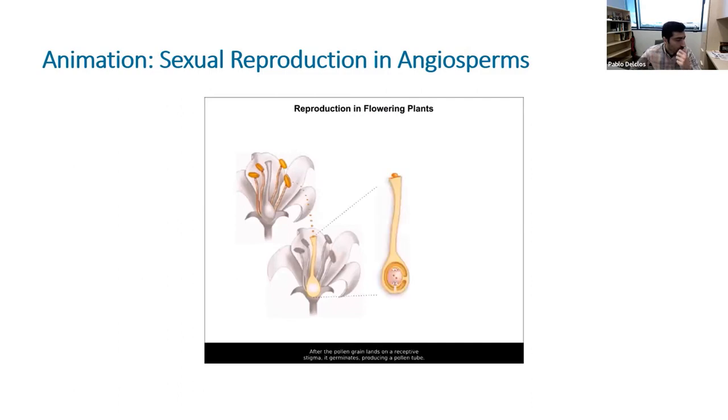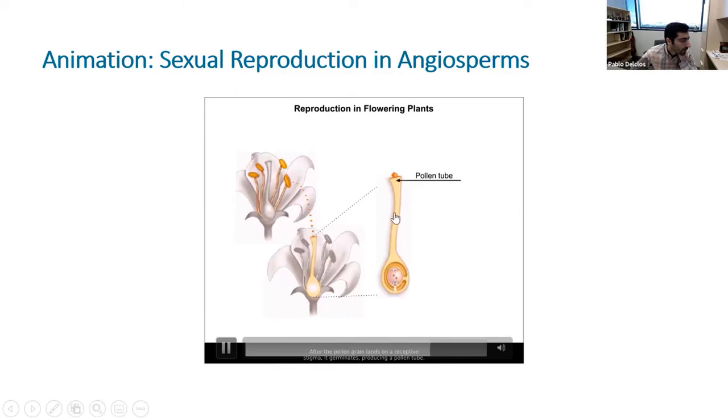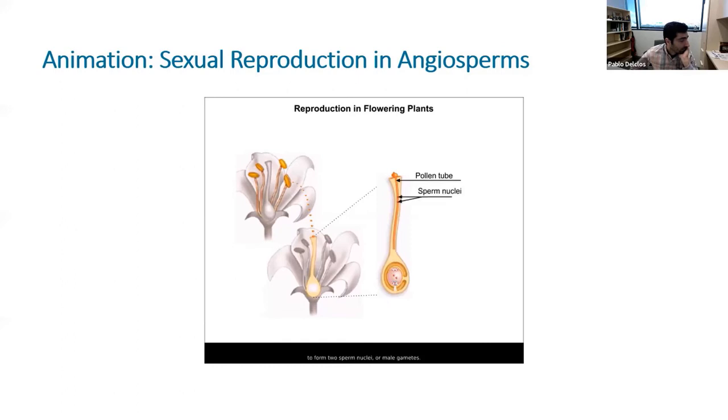After the pollen grain lands on a receptive stigma, it germinates, producing a pollen tube. The pollen tube grows down through the tissue of the style. At some point during its journey, the generative cell of the pollen grain divides by mitosis to form two sperm nuclei or male gametes. The pollen tube continues to grow until it reaches the ovary. It then enters an ovule through the micropyle. It ruptures one of the cells next to the egg and discharges the two sperm nuclei.